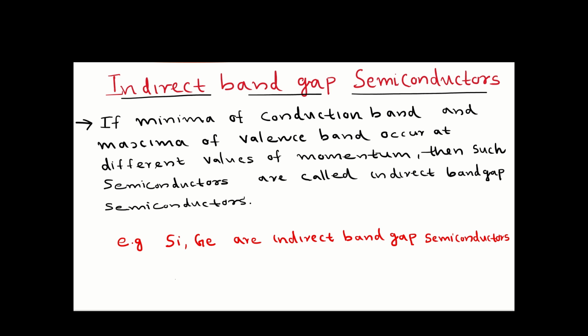We are going to discuss indirect band gap semiconductors. If minima of conduction band and maxima of valence band occur at different values of momentum, then such semiconductors are called indirect band gap semiconductors. Consider this figure.